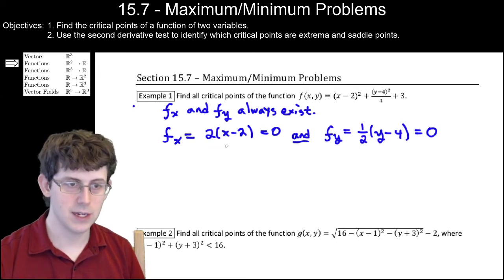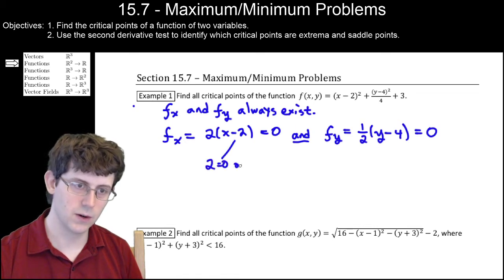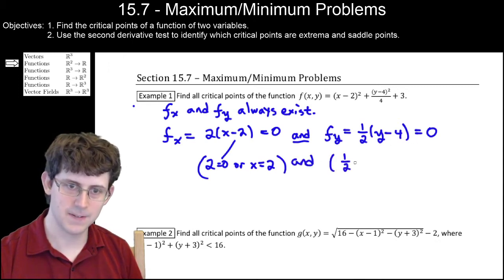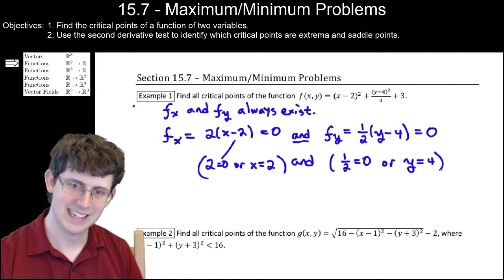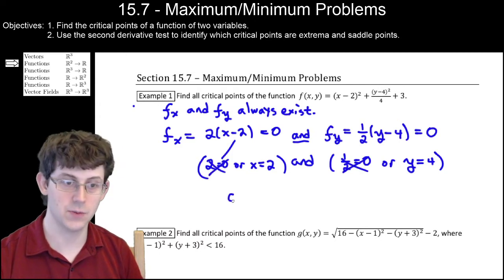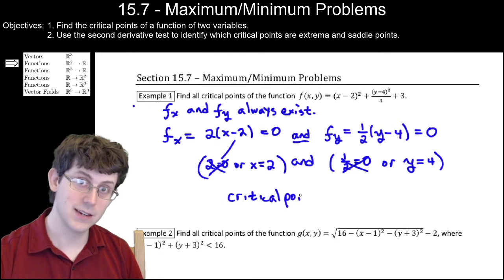Okay, how could 2 times x minus 2 equal 0? Well, that's either 2 equals 0 or x equals 2. And then how could half y minus 4 equal 0? Well, that's either half is 0 or y is 4. Okay, I mean, half doesn't equal 0 and 2 doesn't equal 0. So there's only one critical point. It's the point where x equals 2 and y equals 4.